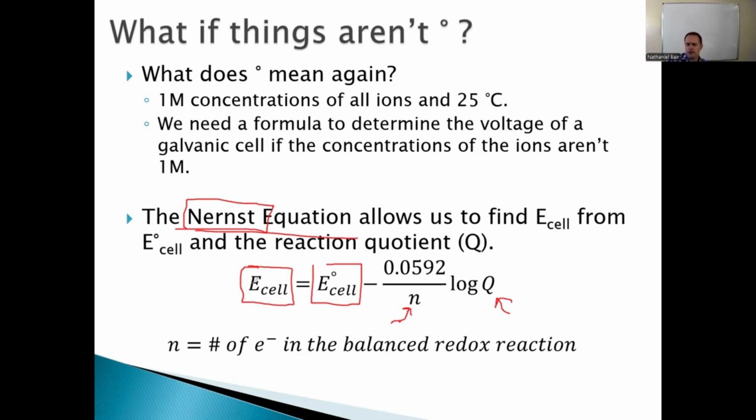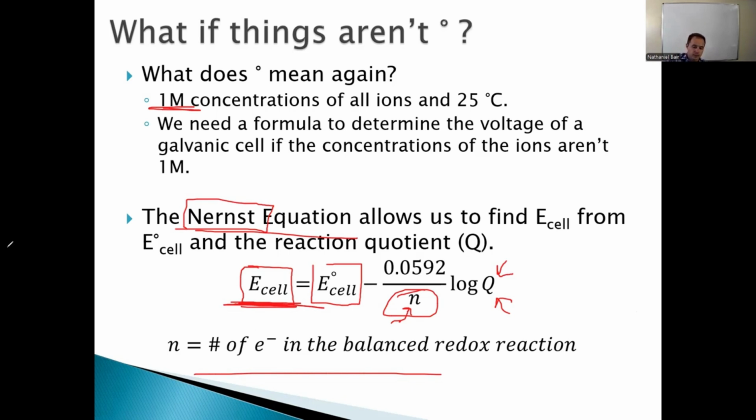So this equation, before we even do it, allows us to predict the voltage if I have concentrations that are not 1 molar. Now, the reaction quotient, you're writing a mass action expression. Product concentrations raised to their coefficients divided by reactant concentrations raised to their coefficients. That's what's going in here. And this n on the bottom is, when you have the balanced redox equation, the least common multiple for your electrons when you balance that. So a lot going on here.